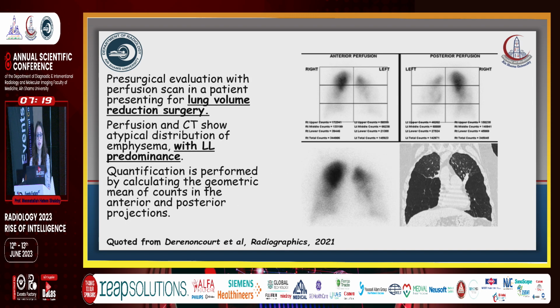Such as in this case, there is a pre-surgical evaluation with perfusion scan in this patient. As you can see, these are the most functional parts of the lung. Both upper lobes show tracer deposition, while both lower lobes show faint tracer uptake, which confirms that both lower lobes have predominantly emphysematous changes, and this is confirmed by the CT images. So when they plan for surgery, they will resect the lower lobes and save the upper lobes.